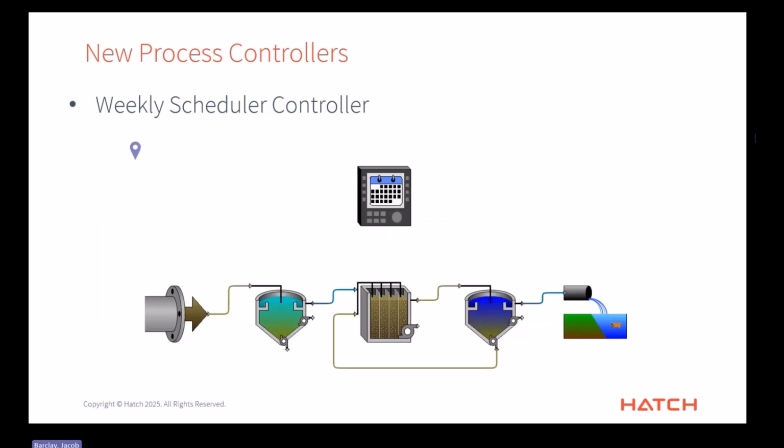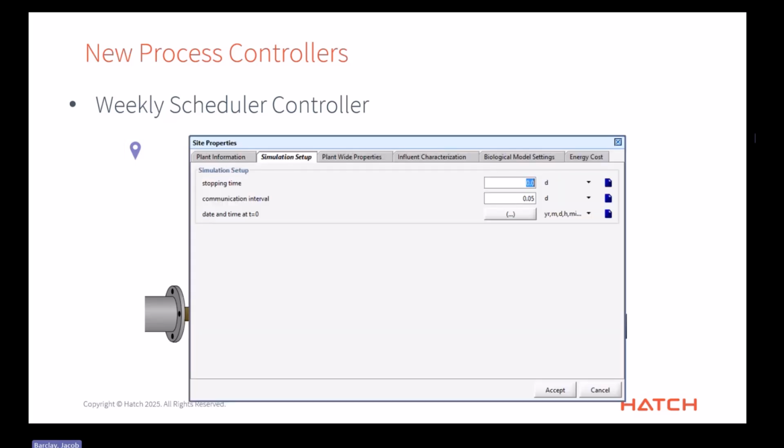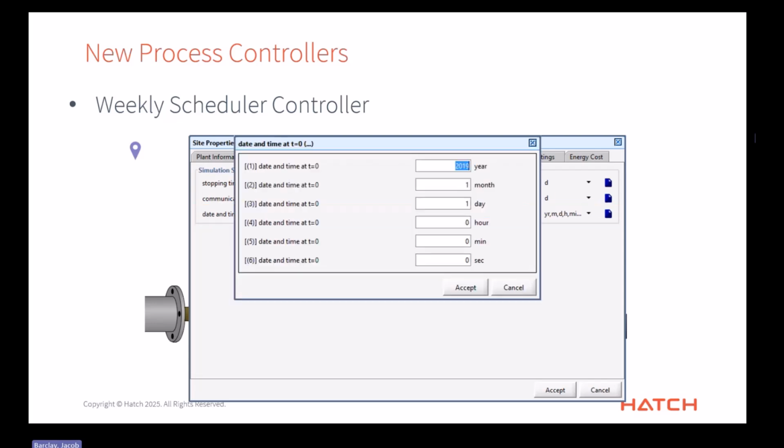One important thing to note is that this is based on the day of the week, and GPSX has a calendar functionality built into it, so you can control what day of the week you're running your simulation from. To access this, click on the Site Properties menu that shows up in the top left of the drawing board. Then navigate to the Simulation Setup tab of the Site Properties menu. You'll see this date and time at t = 0, and if you click on the button, it's going to open up a menu like this.